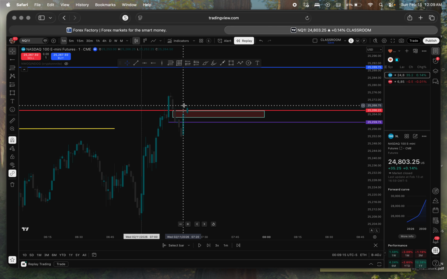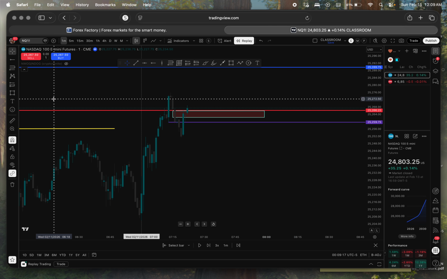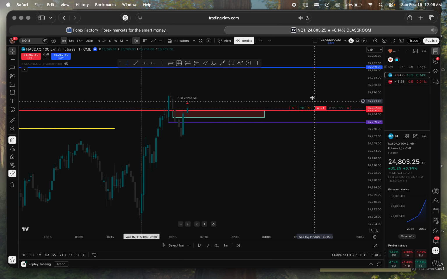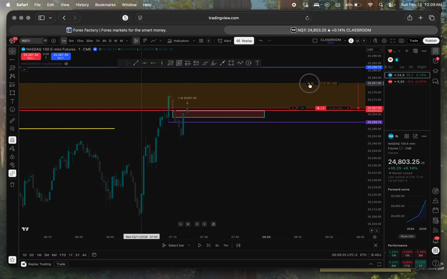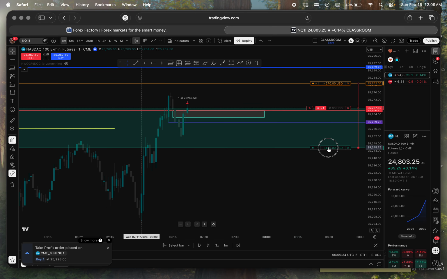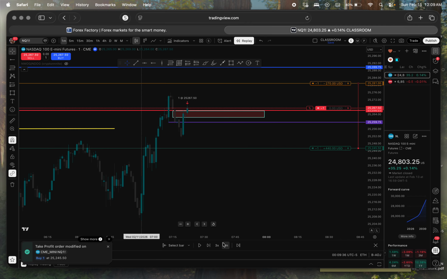So we probably would have been taken out of this trade. Let me hit sell. I gotta change that sound. Stop loss above here. Take profit, I would probably aim for this gap right here, or there's a nice gap right here. So let's see. Press play.